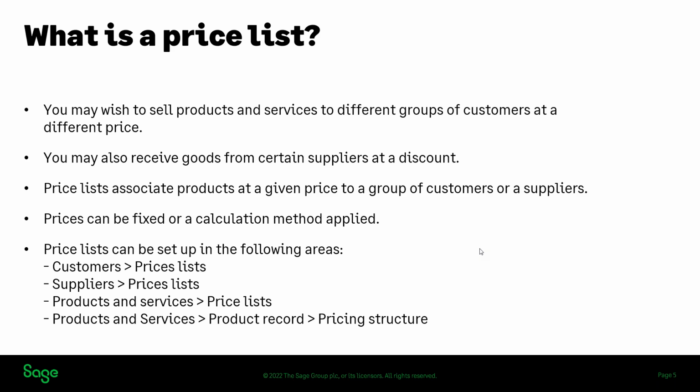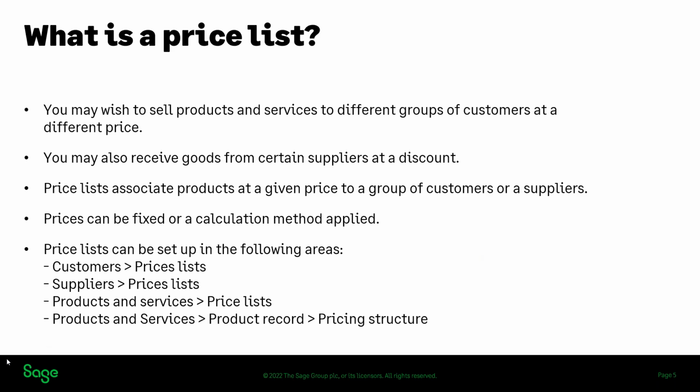Price lists can be accessed in a number of different areas in the software as well. So either within customers, you've got the price lists option, you've got it within suppliers, products and services, and also within the product records itself, you do have the pricing structure option, which is where you'd also go to set up your special prices. Right, okay, so that's a little bit of the background.